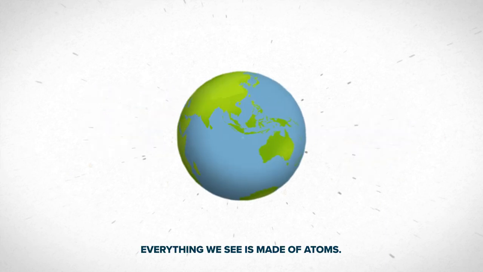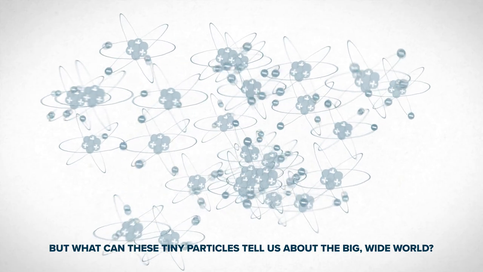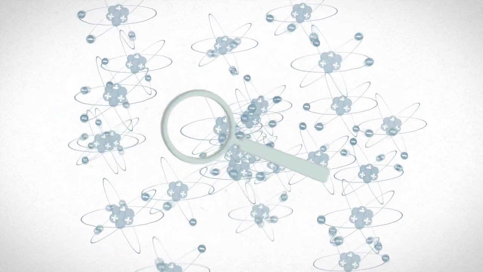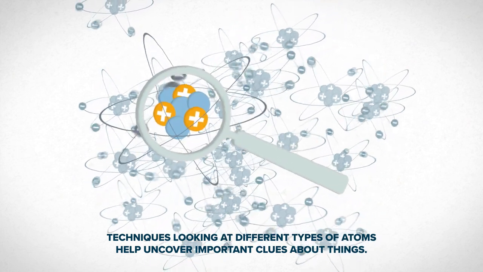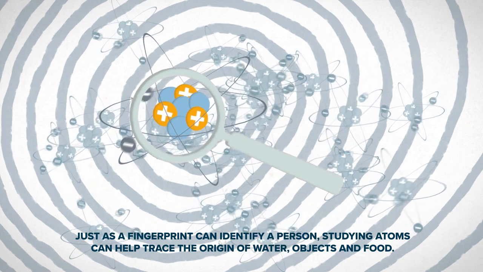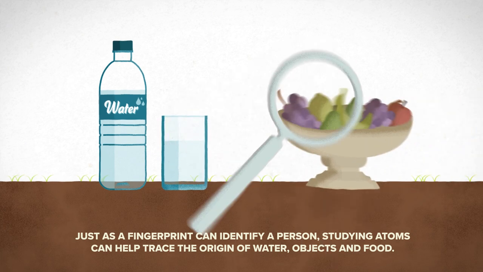Everything we see is made of atoms. But what can these tiny particles tell us about the big, wide world? Quite a lot, actually. Techniques looking at different types of atoms help uncover important clues about things. Just as a fingerprint can identify a person, studying atoms can help trace the origin of water, objects, and food.